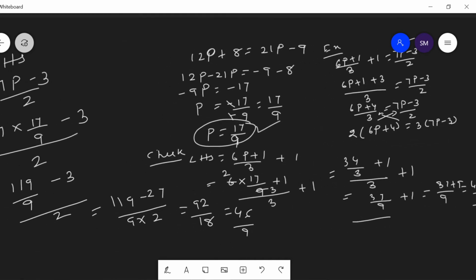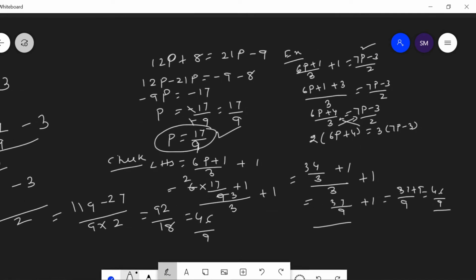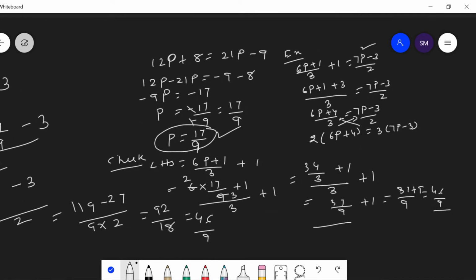This is the RHS, and look here. This is the RHS and this is the LHS. Yes, we get the LHS 46 upon 9 and the RHS 46 upon 9. Yes, we get LHS is equal to RHS. Hence, we checked it.